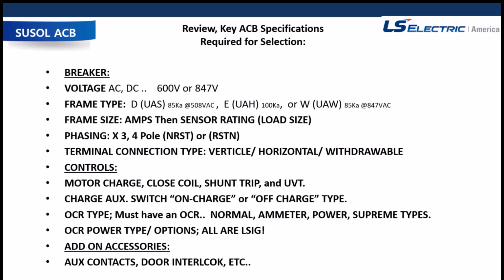So you look at the frame size, and then you follow through with the sensor rating you're looking for, and then obviously follow through with the rating plug. Phasing is either 3 or 4 pole. Terminal connection types are vertical, horizontal, withdrawable. The controls are motor charge, close coil, shunt trip, and undervoltage trip.